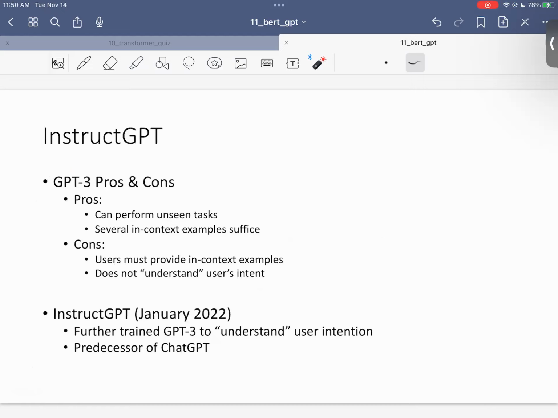Right, now we're moving on to InstructGPT. Before ChatGPT, there was a brief period where there was InstructGPT instead. GPT-3 is obviously a powerful model. The good thing is that it can perform unseen tasks, and the zero-shot capability is amazing. Just 8 or 10 in-context examples suffice to tell it what you want. But the problem is that you always have to give examples, and it doesn't understand what you want it to do unless you give the examples to the model.